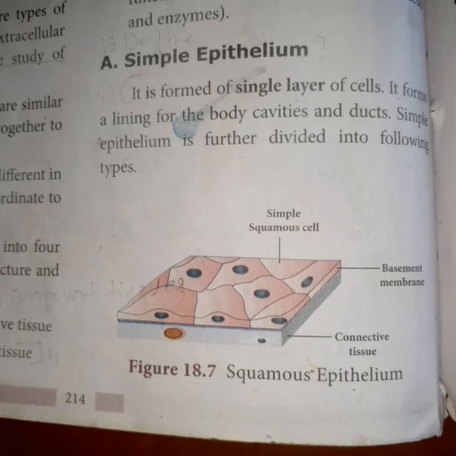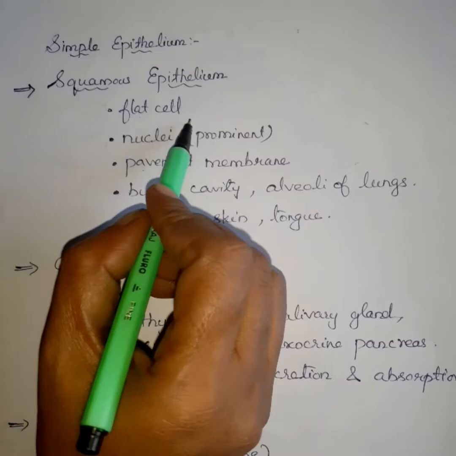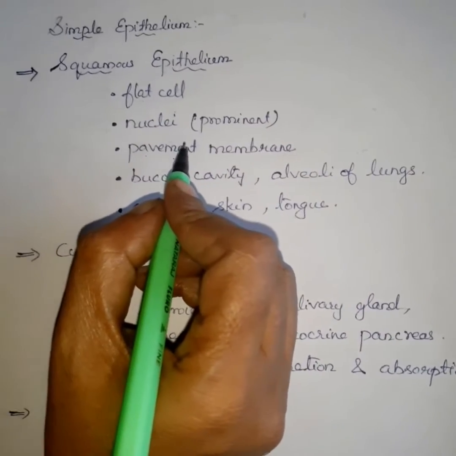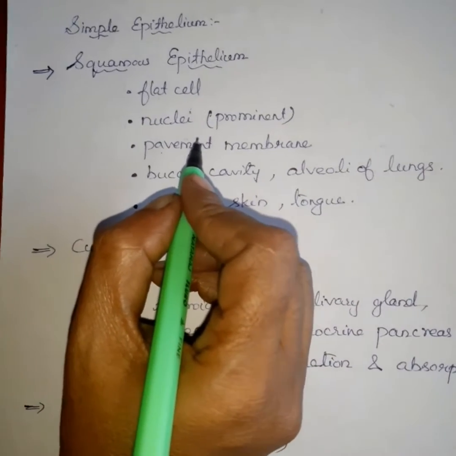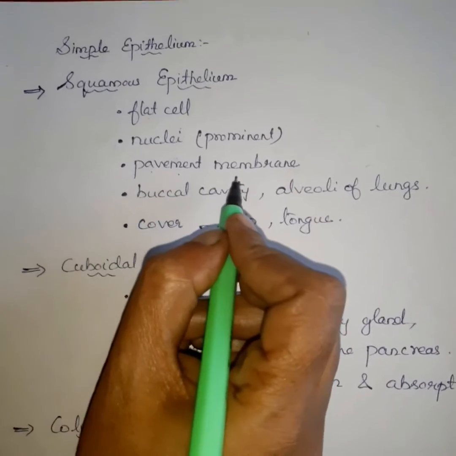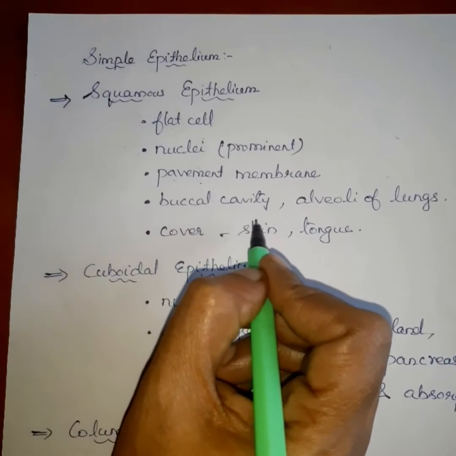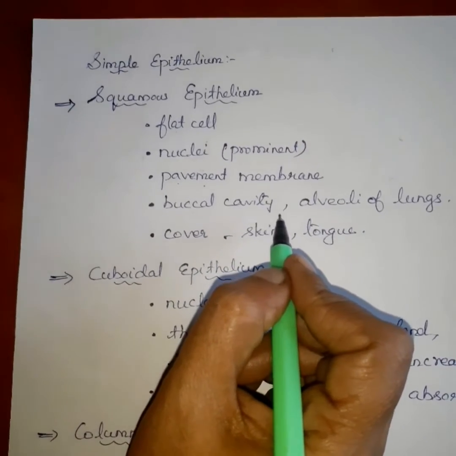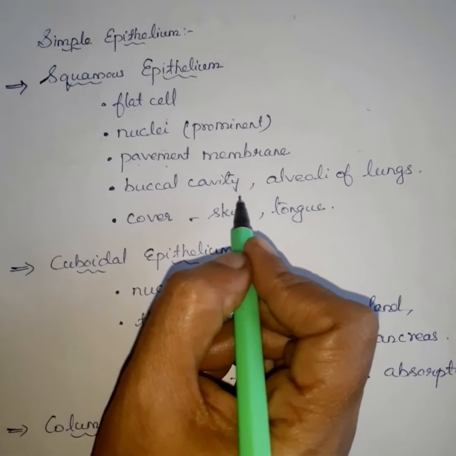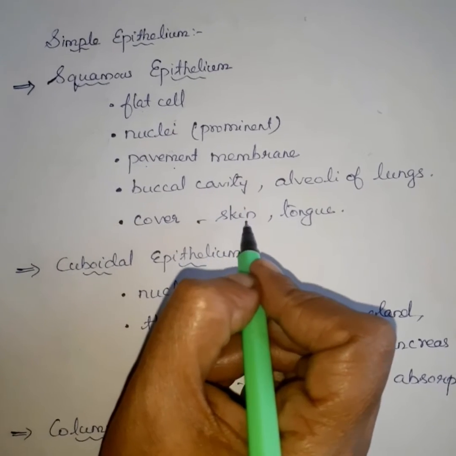Squamous epithelium is made up of flat cells and here the nuclei are visible. They have an irregular outline shape. The squamous epithelium is otherwise called the pavement membrane. We see squamous epithelium in the buccal cavity, lungs, and kidneys. It covers the skin and tongue and protects the body from mechanical injury and drying.